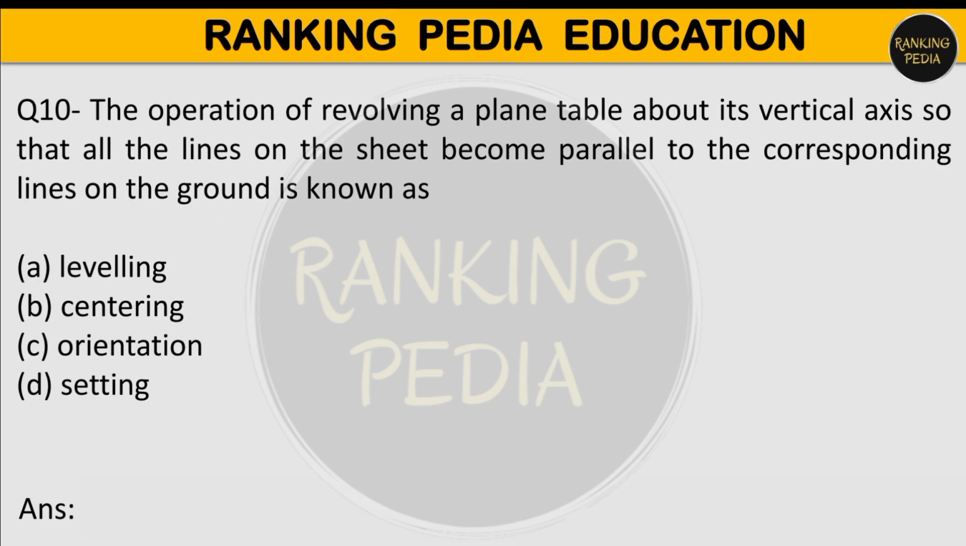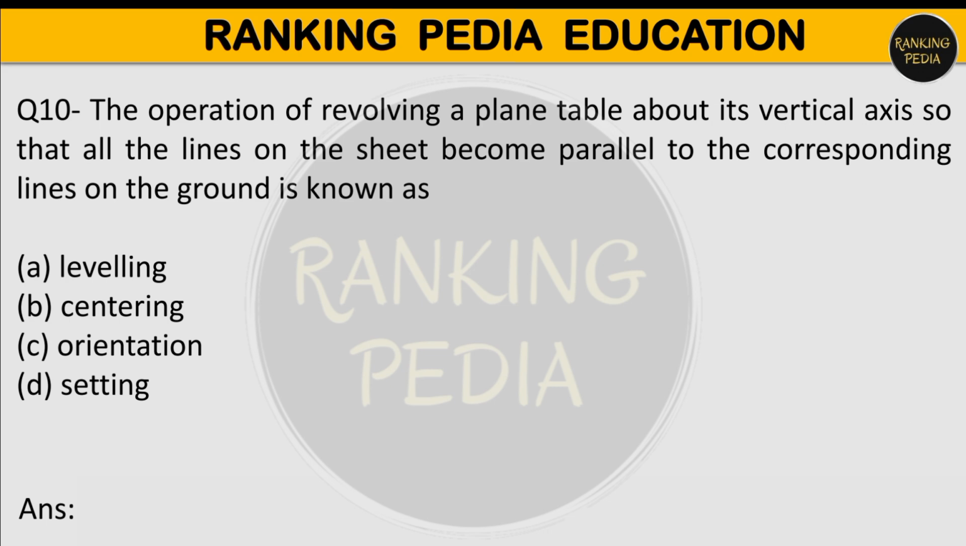Next question is, the operation of revolving a plane table about its vertical axis so that all the lines on the sheet become parallel to the corresponding lines on the ground is known as. Your options are given: leveling, centering, orientation, or setting. So which is the correct?